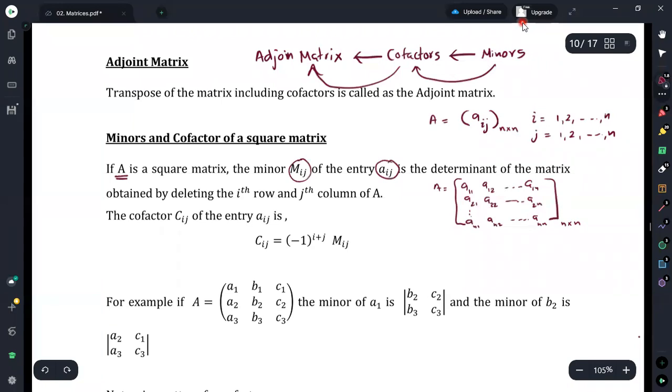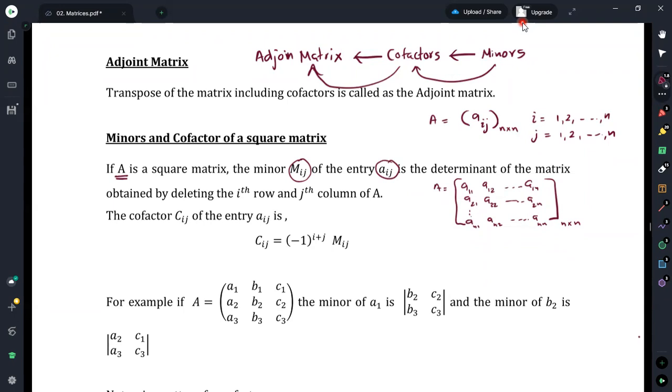It means that for each Aij, or for each entry, there will be a minor, which we name Mij. And this minor can be obtained by taking the determinant of the matrix obtained by deleting the ith row and jth column of the matrix A.